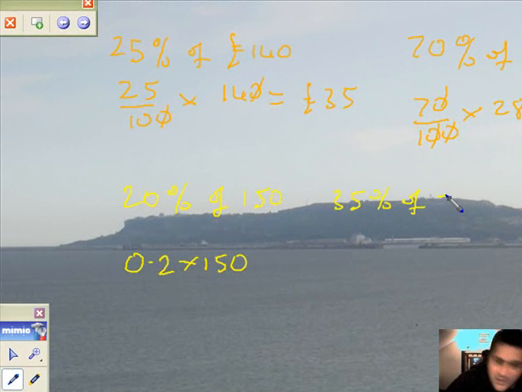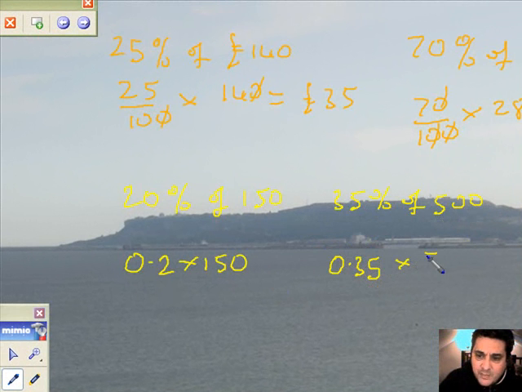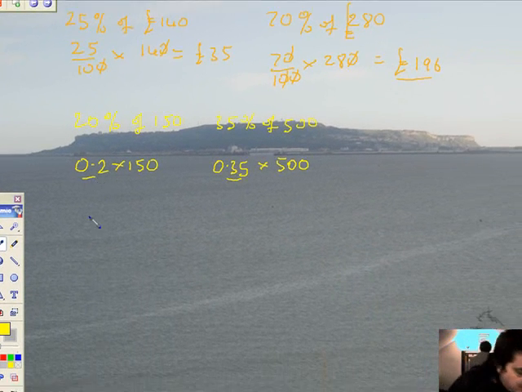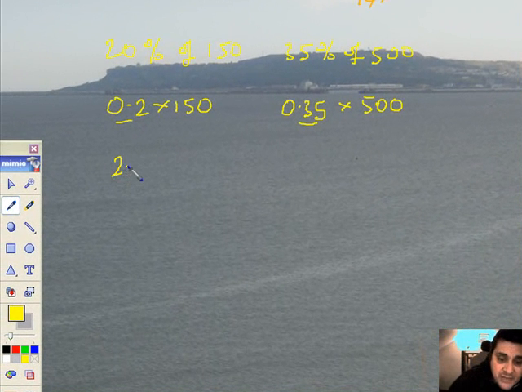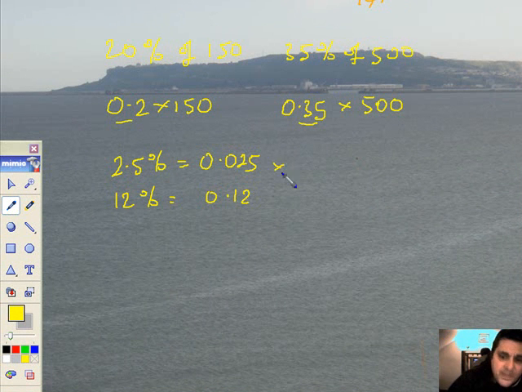Another one, 35% of 500. Again, just get used to multipliers. 35%, you know it's 35 out of 100, in other words, 0.35. Multiply that by the 500, and you've successfully used your multiplier. 2.5%, be careful. I'm just doing the multipliers now. Divide by 100, 0.025 as the multiplier. Just the multipliers, nothing more. 12% as a multiplier, 0.12. Then just multiply by whatever it says in the question.